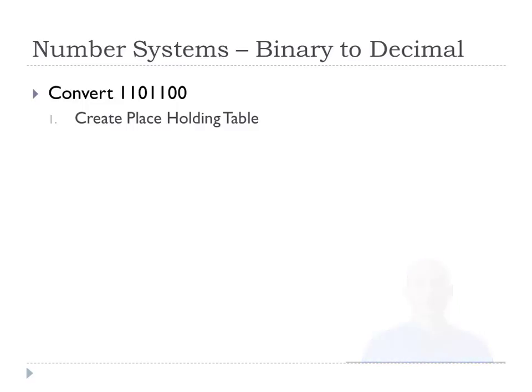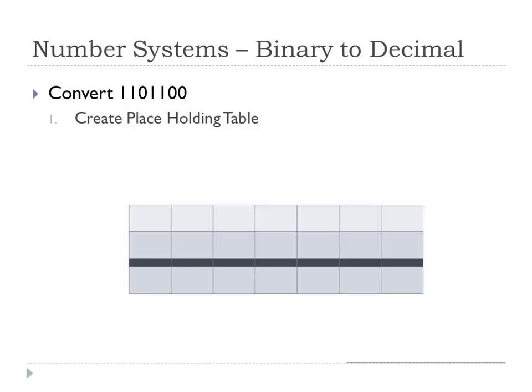Step 1. Take your binary number and break it down so each bit is placed in its appropriate place value. Before doing this, I like to create a place holding table. A binary place holding table consists of a 1 in the first column, a 2 in the second column, a 4 in the third column. I will keep doubling this number as I move from right to left until I have enough places to hold my binary number.